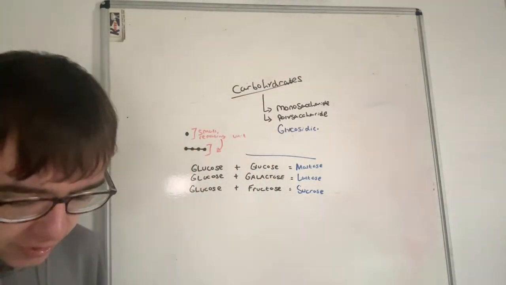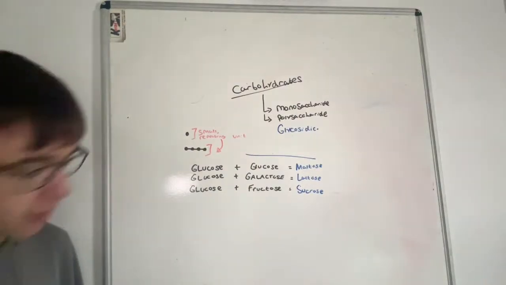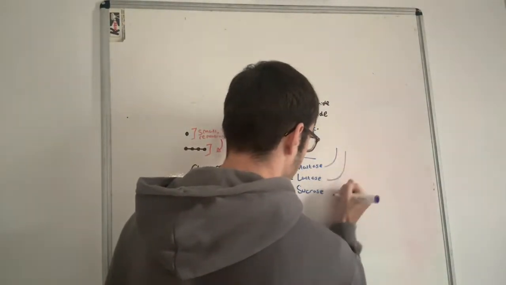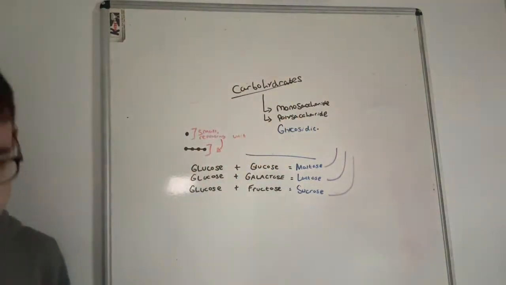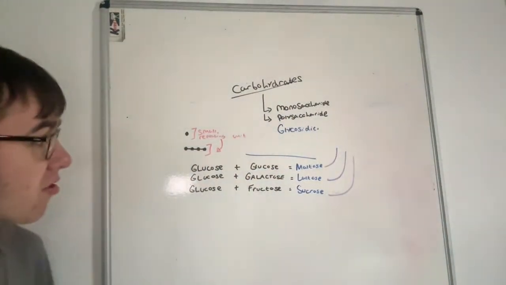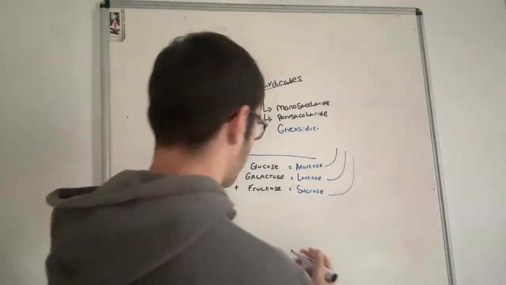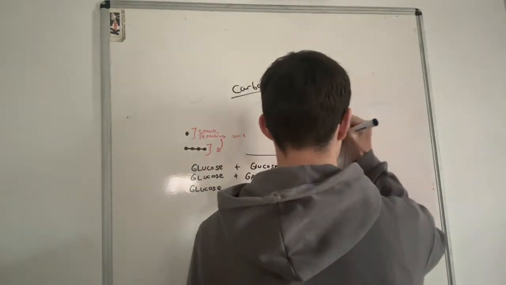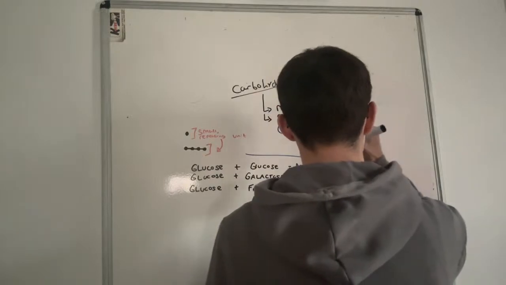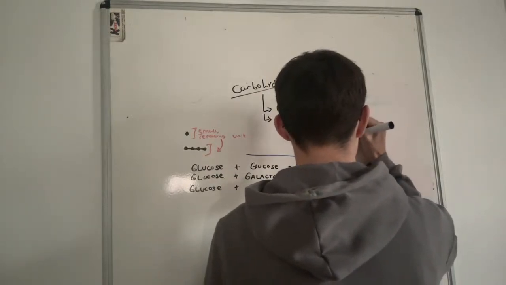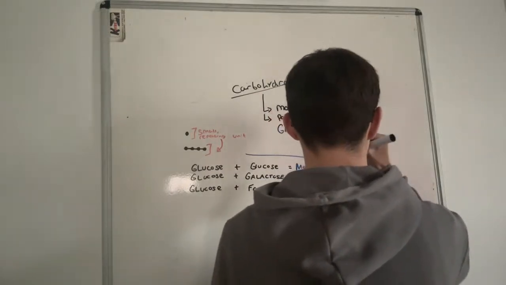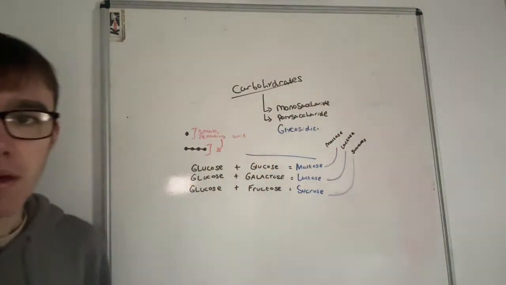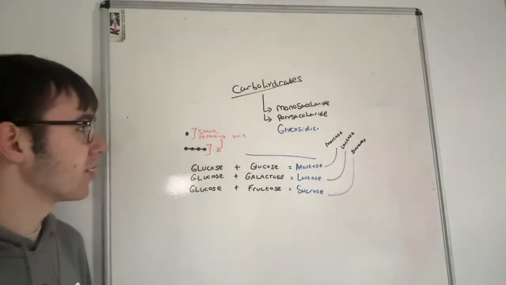Now, we could link this to the digestion topic very quickly if we wanted to, because all of these have digestive enzymes that break them down. Maltose is going to be maltase. Lactose is going to be lactase. And sucrose is going to be sucrase. But that's just a bit of general knowledge there.